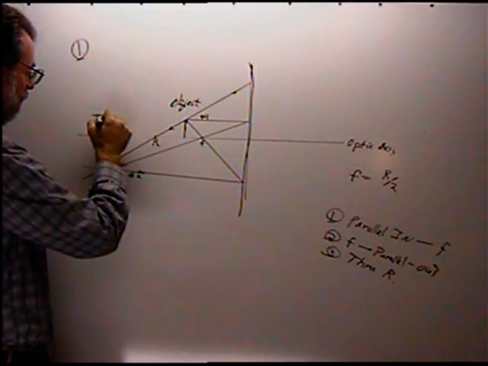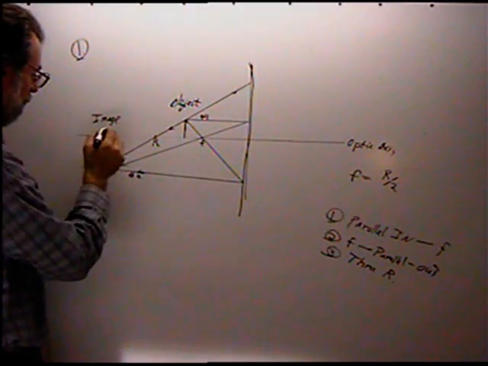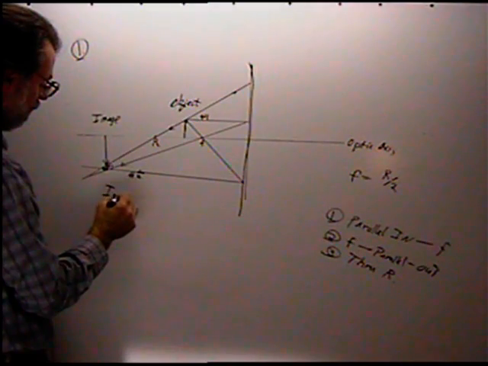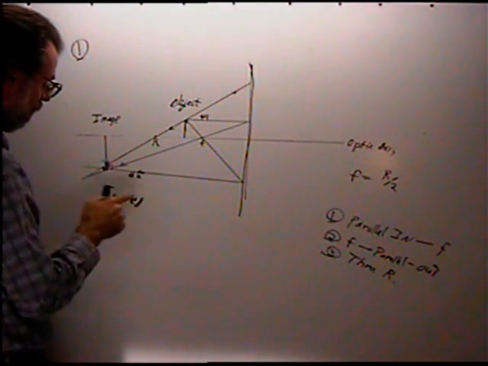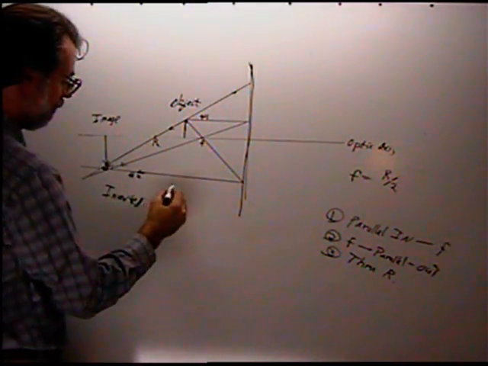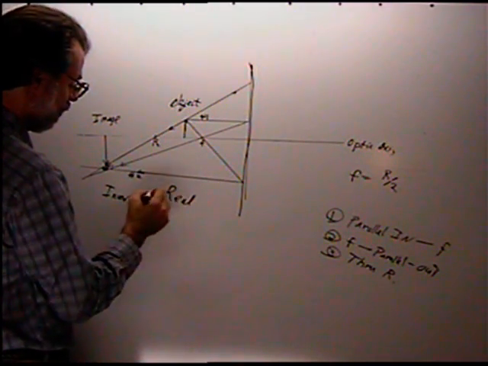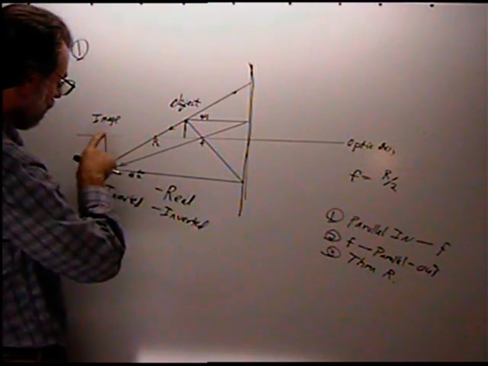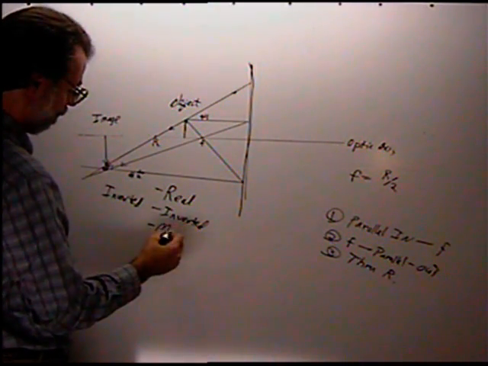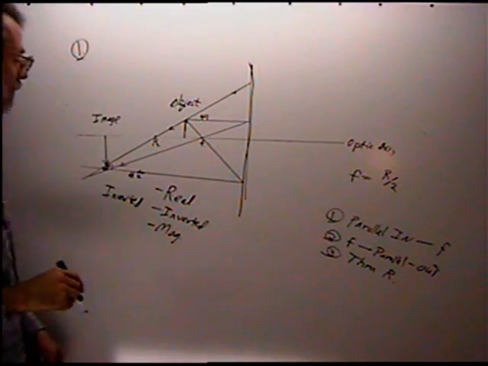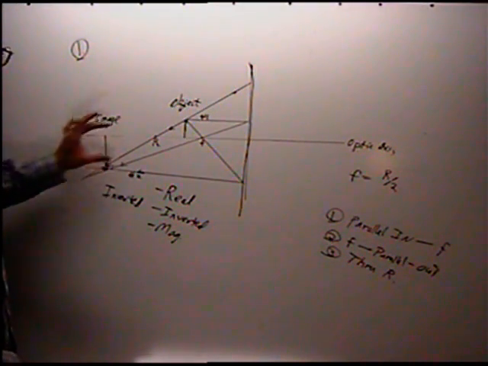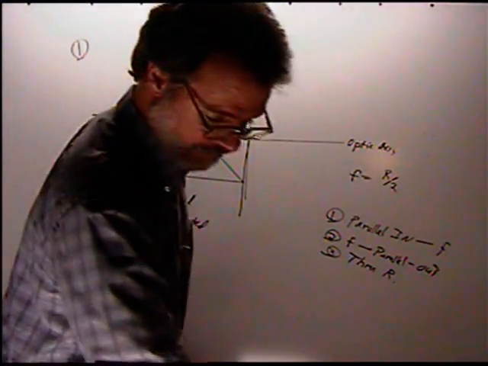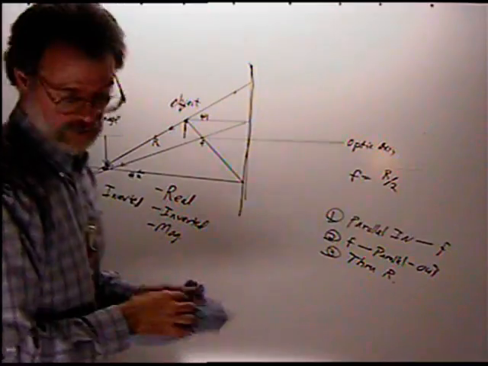Here's the image. So, the image is inverted. Well, it's a real image. It's a real image. It's inverted. It's upside down, and it's magnified. Okay? It's magnified. This size is larger than that size. Okay? All right, number 2.